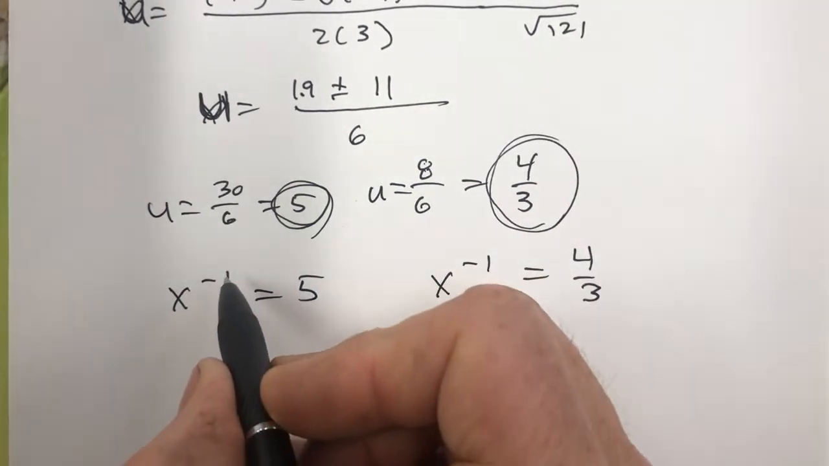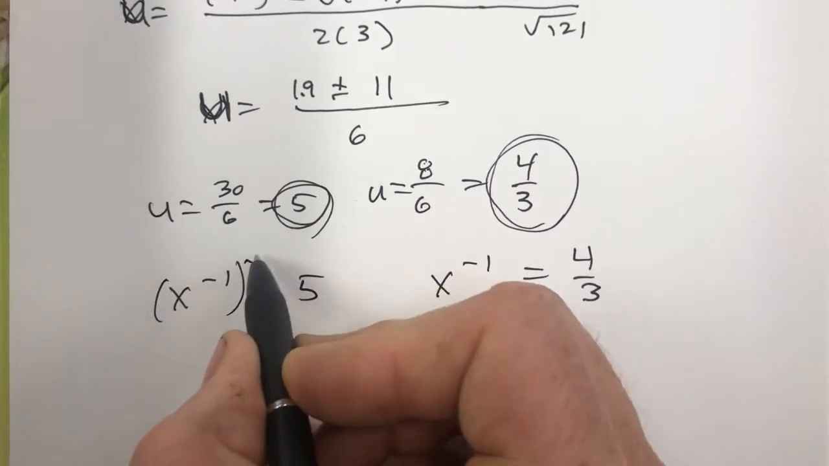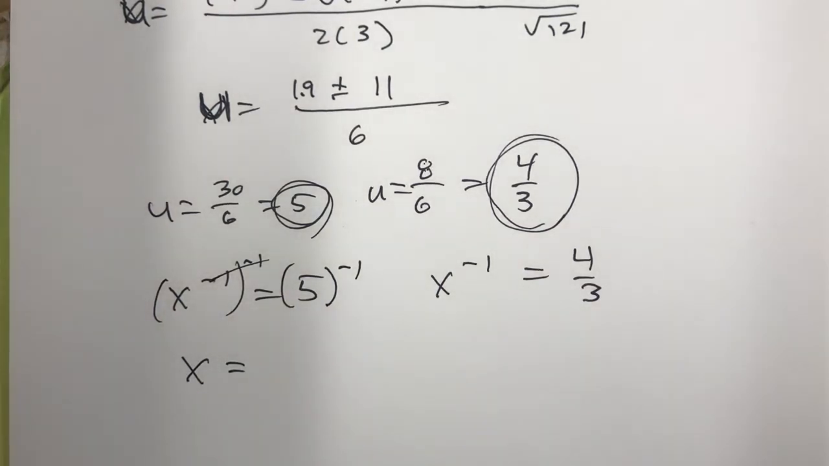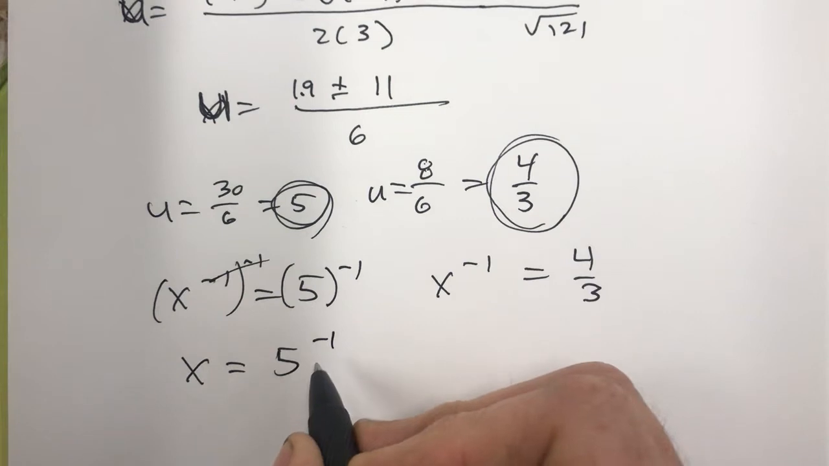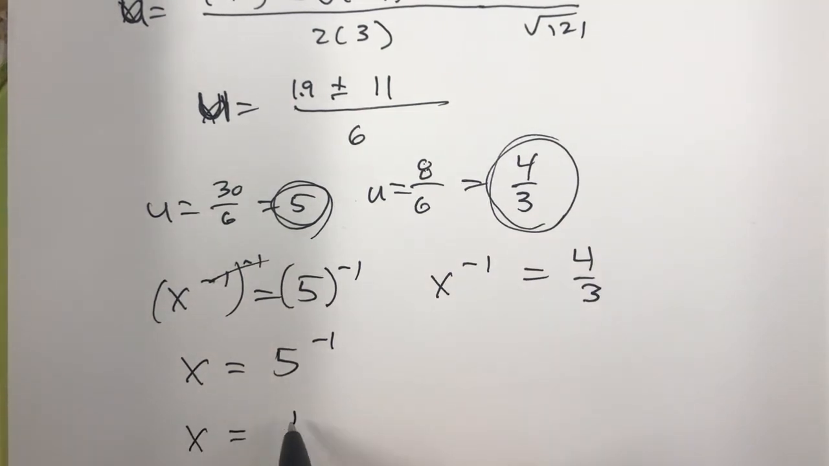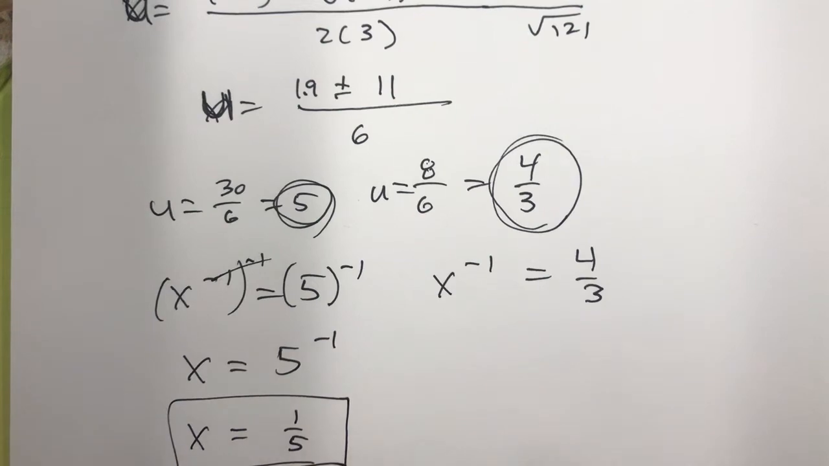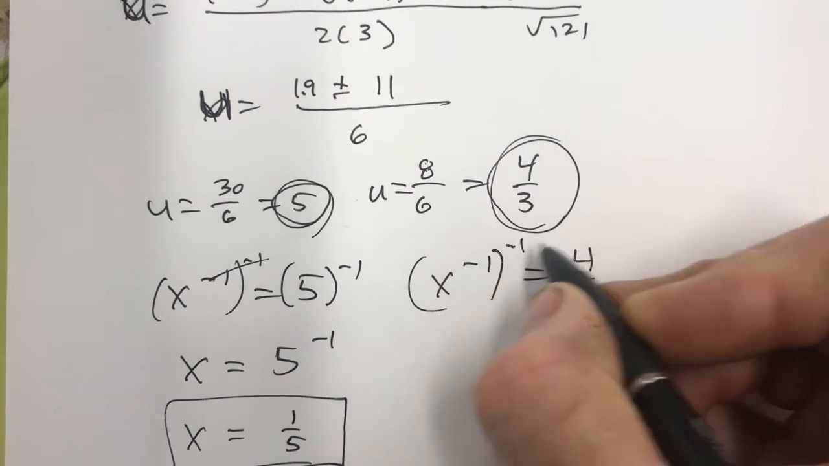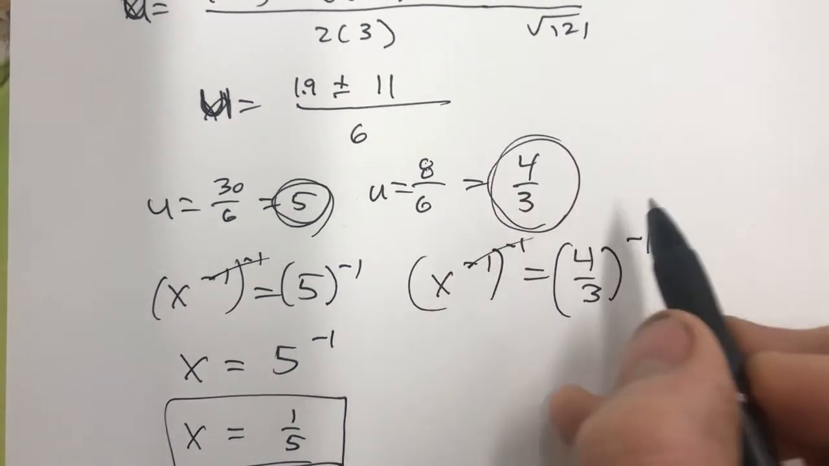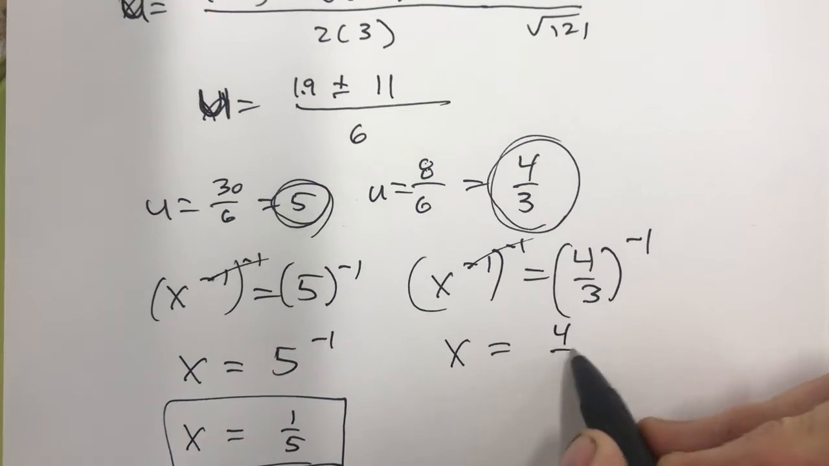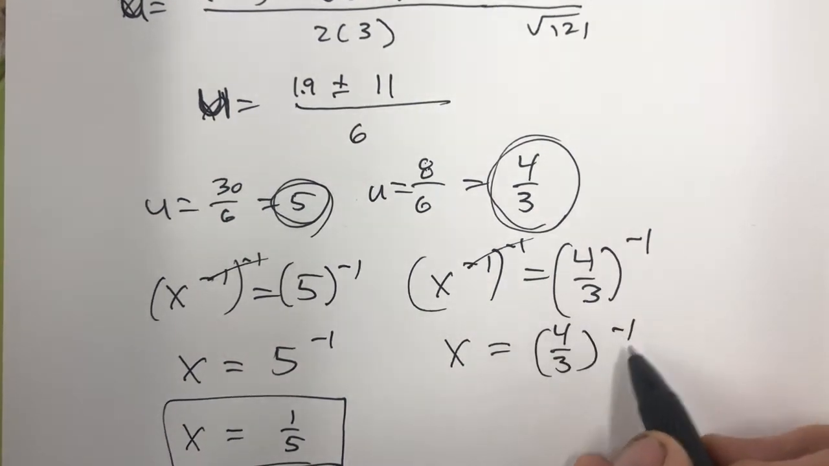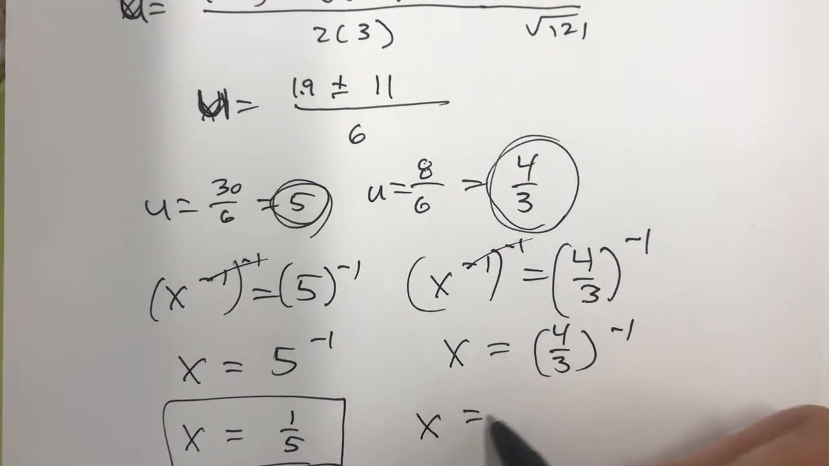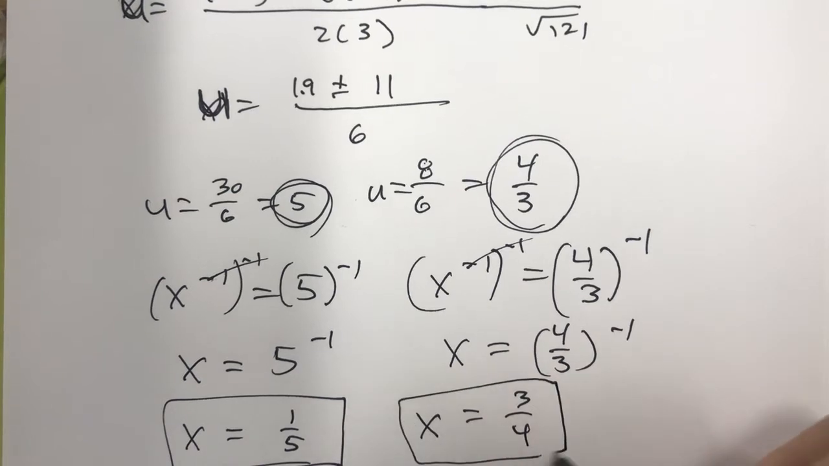Okay, well, x to the negative 1, to get rid of this exponent, I would raise it to the negative 1 power on both sides, which makes these cancel off and just gives me x. X equals 5 to the negative 1, and then the negative 1 exponent would put that in the denominator, which would be 1 over 5, and there's one value for x. Right here, x to the negative 1, I raise that to the negative 1 power on both sides, which makes these cancel off, and x equals 4/3 to the negative 1, which would flip this, actually, as a reciprocal, so that makes it 3/4. And there are my 2 values of x.